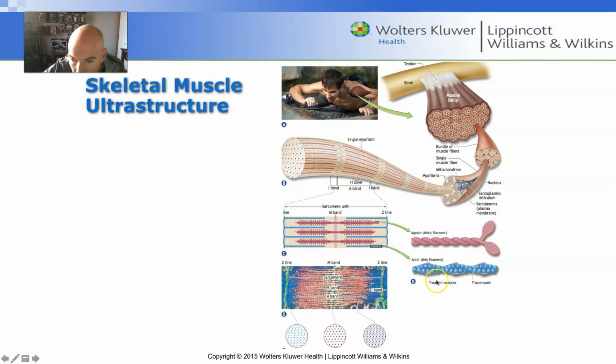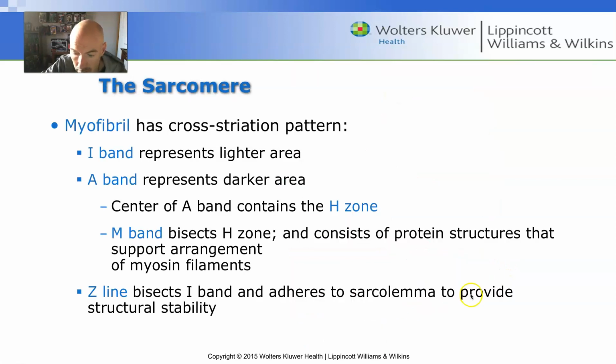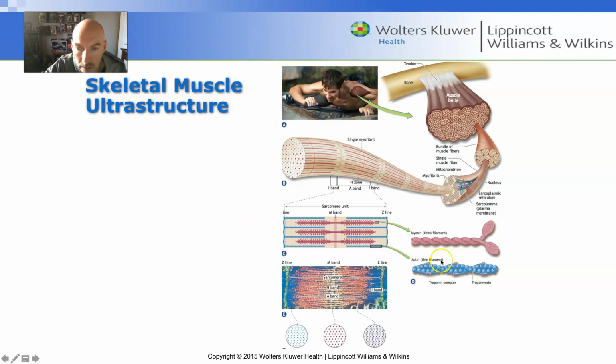On the actin filament, we also have two smaller regulatory proteins, the tropomyosin, which is sort of this really thin, where's my arrow? There it is. This really thin rope-like protein here. This has a very important role in function.